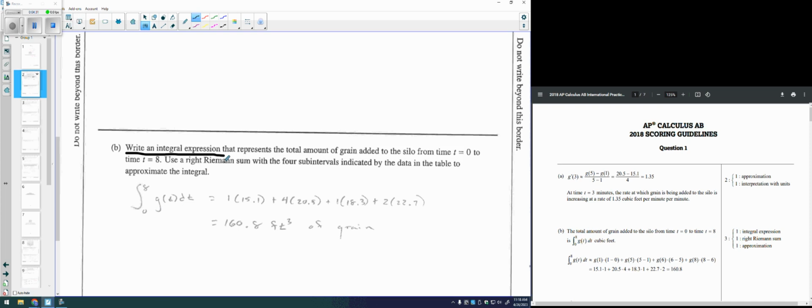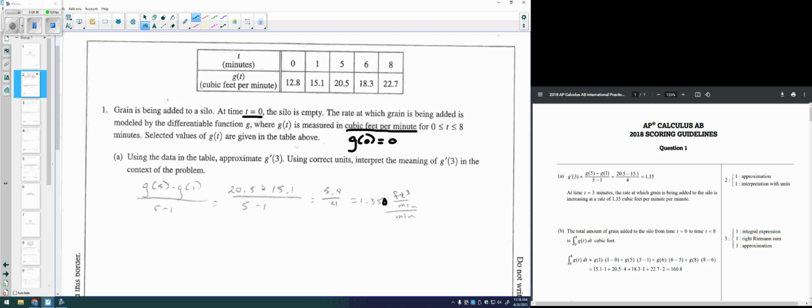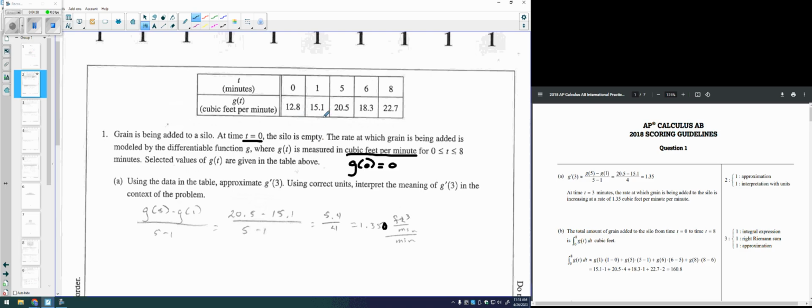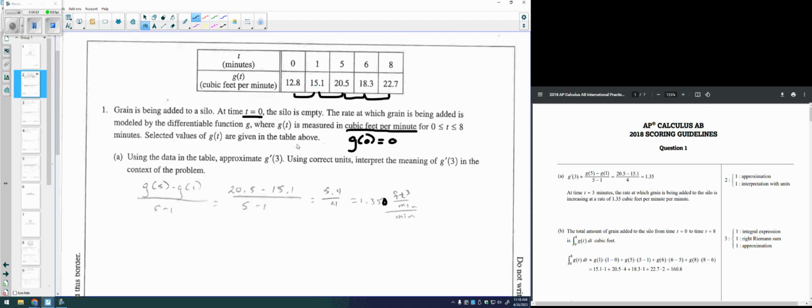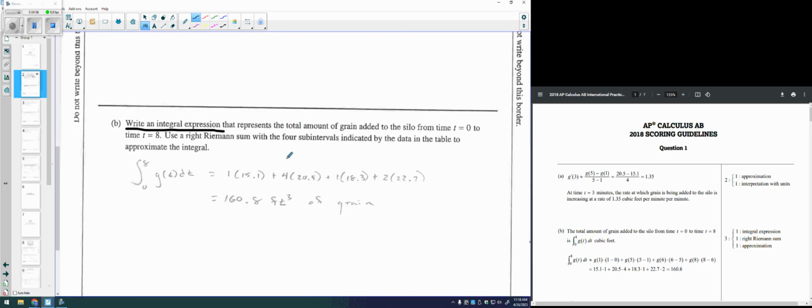Okay, a right Riemann sum with 4 subintervals. Looking up here, I see 1, 2, 3, 4 subintervals. Here's my first, my second, and so on. The height of my rectangle, I'm finding from the right-hand side of that interval. My change in x is 1 minus 0, which is 1. The height was 15.1. That's the width and height of my rectangle.